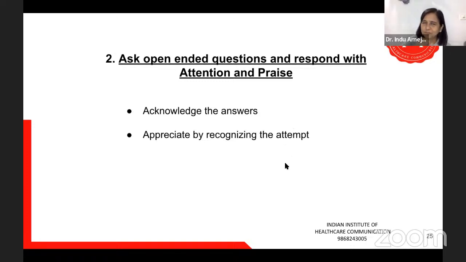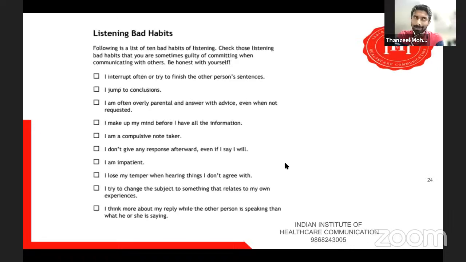Actually, I am a compulsive note taker. I think I need to have a visual orientation also along with what I hear. So I can't imagine what is wrong with it. Can you explain? Okay. So I'll give you an example.